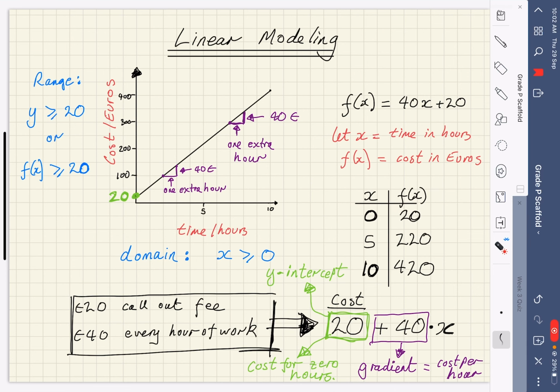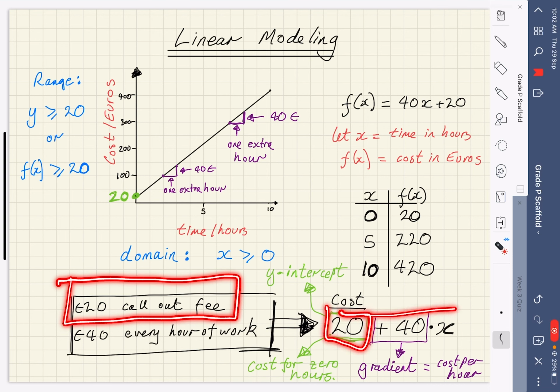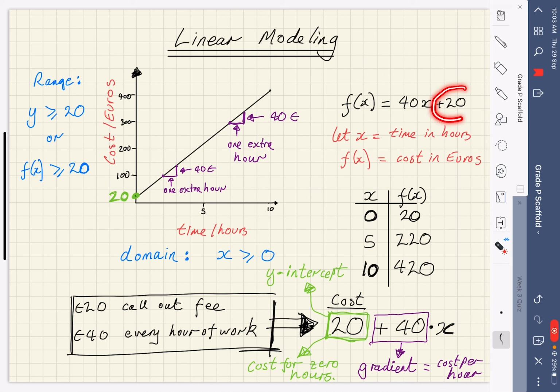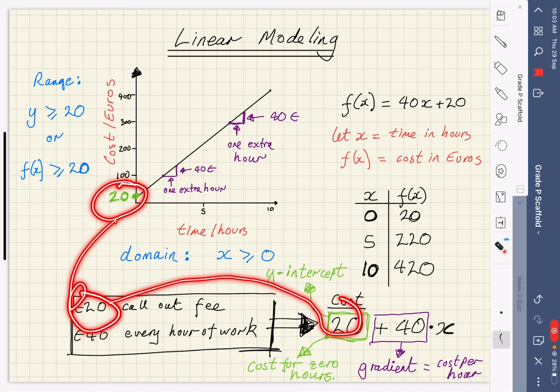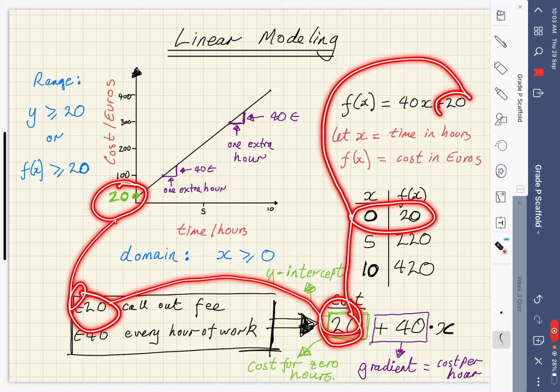Right, so let's find that 20 call out fee in all the different places. €20 call out fee, 20 plus 40x. For 0 hours, 20. In the function here, there's the plus 20, and here's the 20 on the cost. You see that 20 appears just everywhere, right?